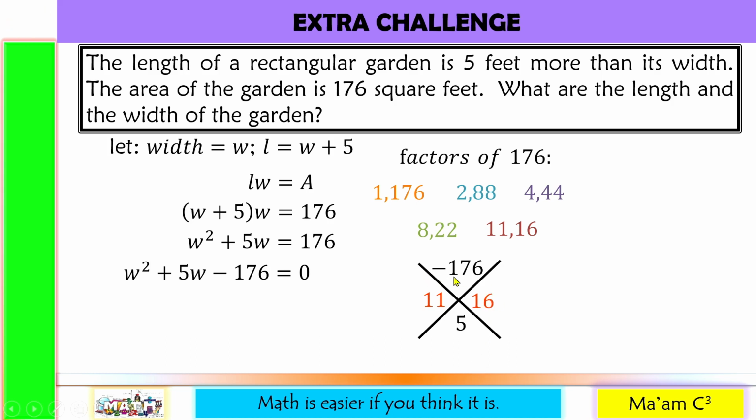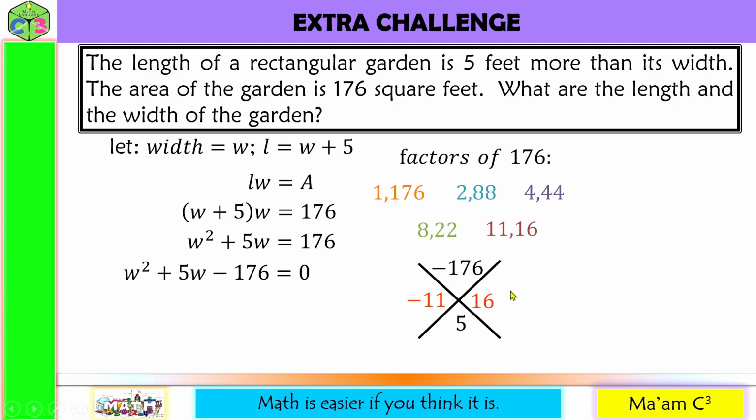Since our product is negative, one of these two should be negative. Is it 11 or 16? Take a look at the sum. You should get a sum of positive 5. If you want a positive sum, then the smaller number should be negative. Quick checking. Negative 11 times 16 is negative 176. Negative 11 plus 16 is positive 5.